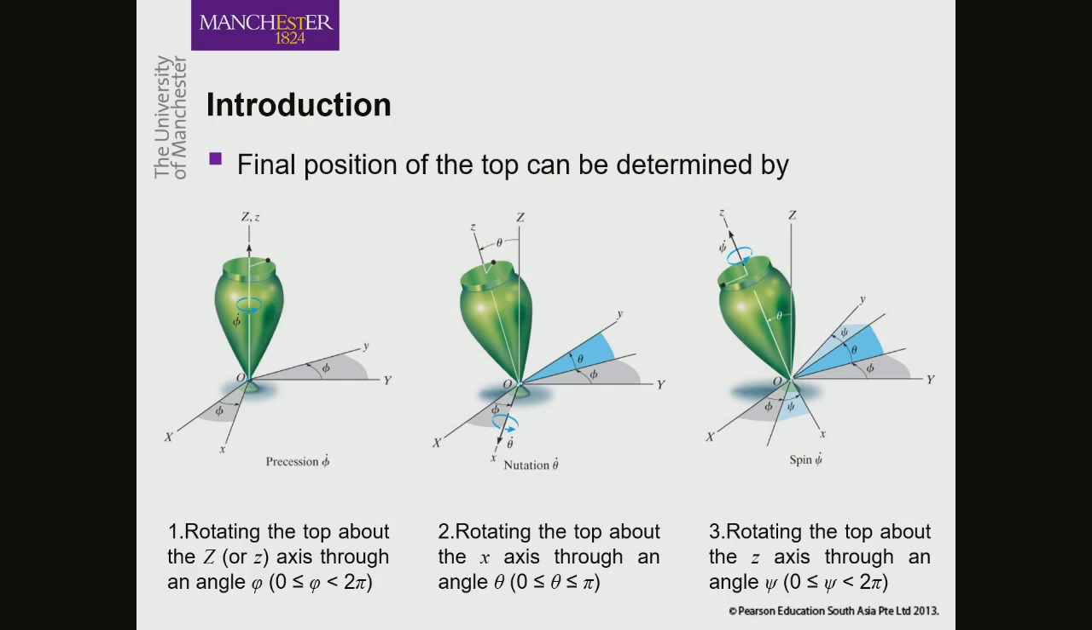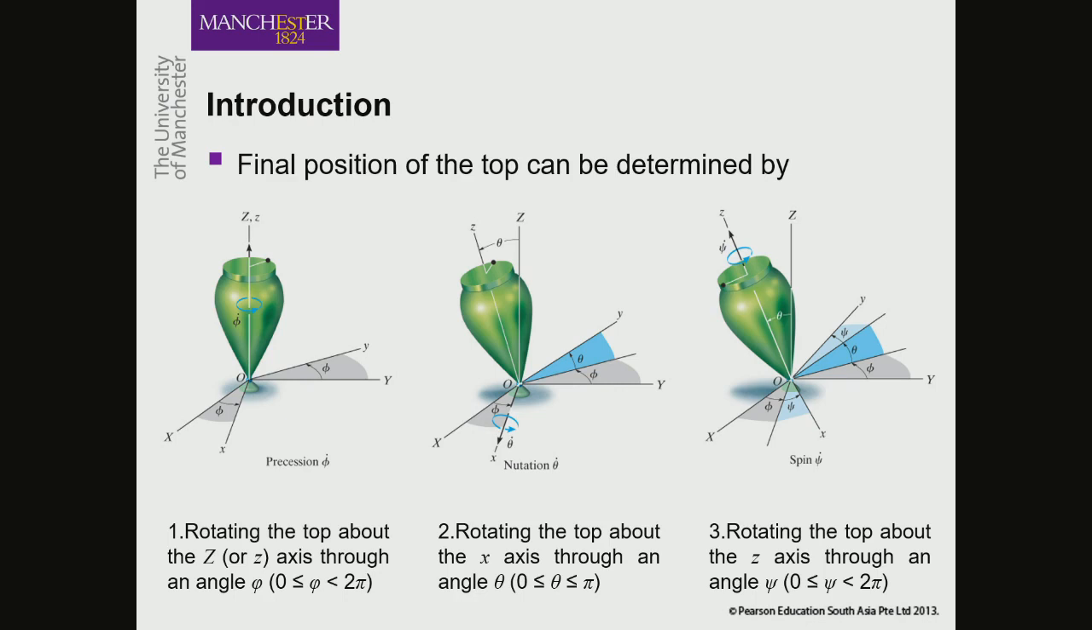The first motion is rotation about the capital Z axis. You rotate the top about the Z axis by the angle phi. This is your first position. On top of this motion, we give another rotation about the x-axis by theta. We call it nutation, and the first one was precession. Following that, on top of this second frame, we rotate the top around the z axis, which we call spin. With these three angles, Euler's angles, we can completely identify the rotation of the top.